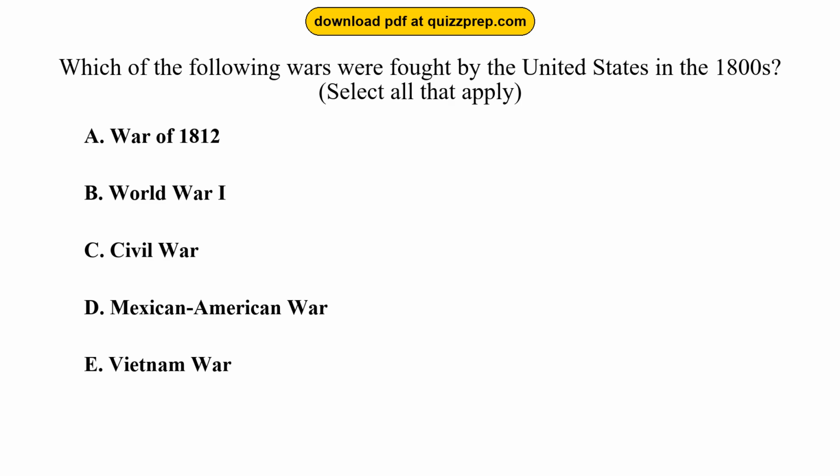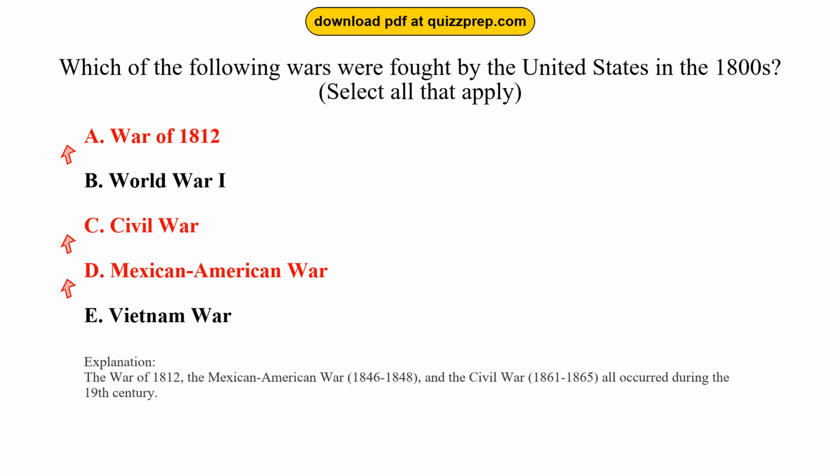Question 39. Which of the following wars were fought by the United States in the 1800s? Option A. War of 1812. Option B. World War I. Option C. Civil War. Option D. Mexican-American War. Option E. Vietnam War. The correct answers are options A and C and D. War of 1812. Civil War. Mexican-American War. The War of 1812, the Mexican-American War, 1846 to 1848, and the Civil War, 1861 to 1865, all occurred during the 19th century.